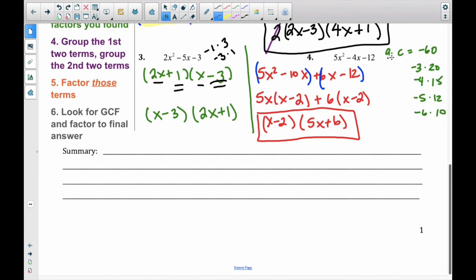I multiplied a times c to get negative 60. I list out my factors. Now, I will say I knew I was looking for negative 4, which is a pretty small number. And so I didn't choose 1 and 60 or 2 and 30, because in my head, I already knew 1 and 60 was going to be too big, 2 and 30 was going to be too big. So I just started with 3 and went from there. So I have 3, 4, 5, and 6.